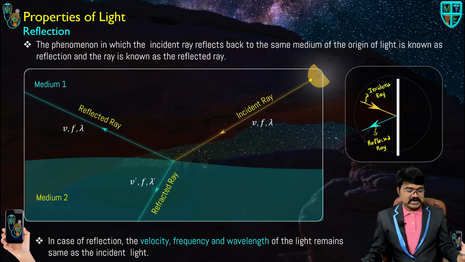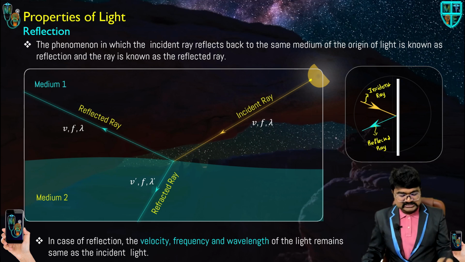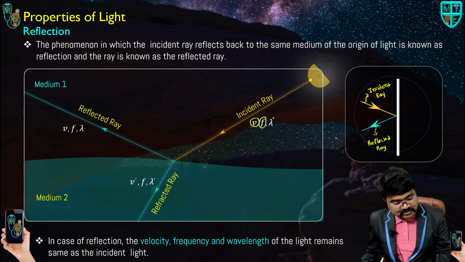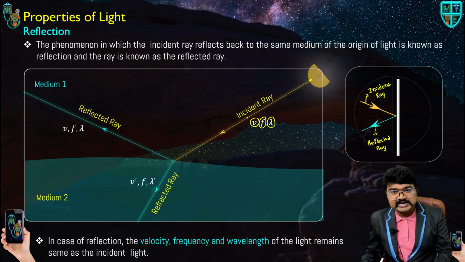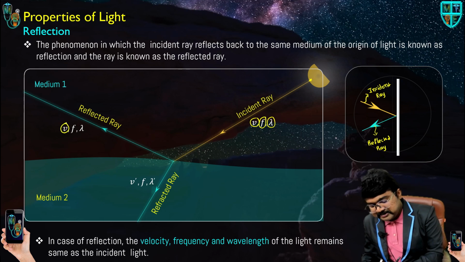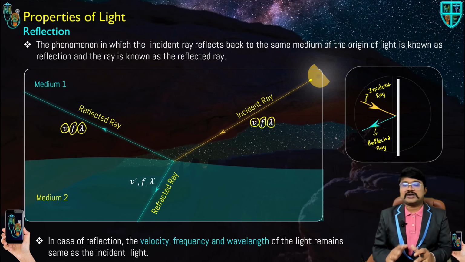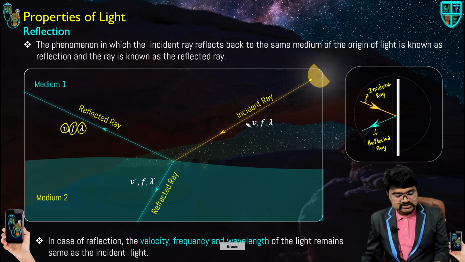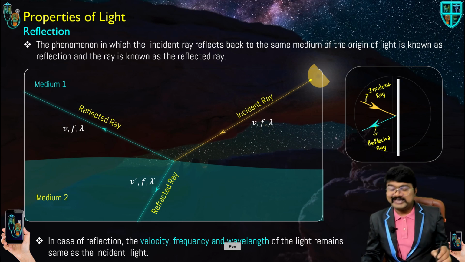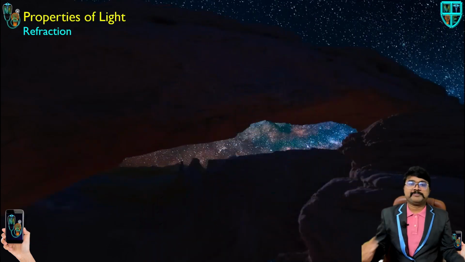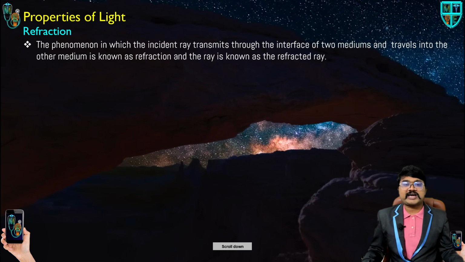Whatever the wavelength, velocity and frequency of the incident ray, the velocity, frequency and wavelength of the reflected ray are exactly the same. Understood now? So these are not changing in case of reflection. Now we can talk about refraction. What is meant by refraction?